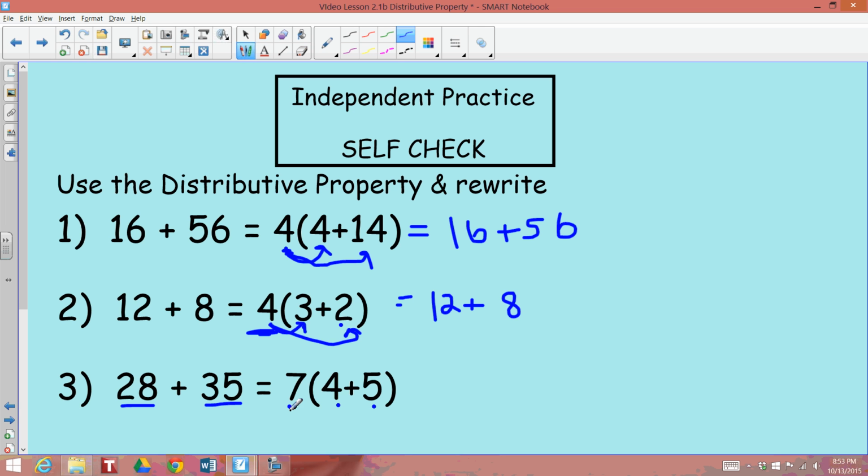The distributive property allows me to take this outside number, which is the GCF, and multiply it by each addend. So 7 times 4 is 28, and 7 times 5 is 35. So I can rewrite that as 28 plus 35, which is what I started with. So the distributive property is a really helpful property when I'm rewriting sums and using the greatest common factor. I know that if I wanted to check my work, I could use the distributive property.